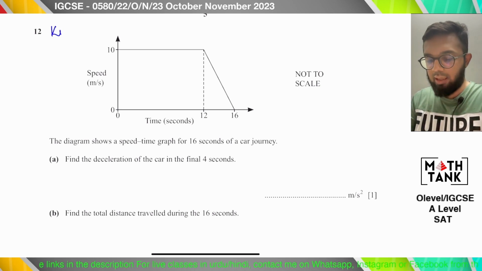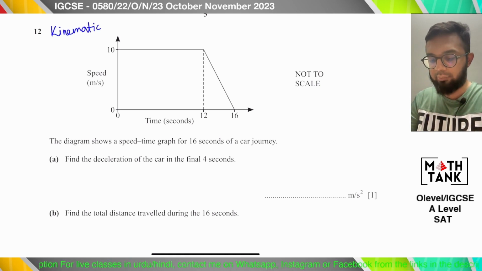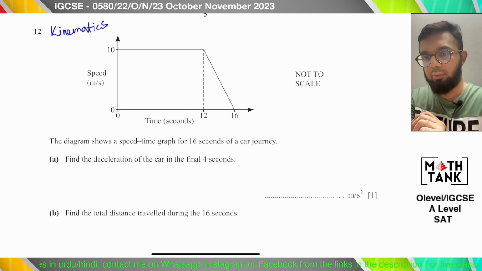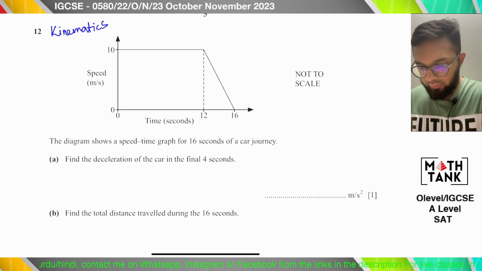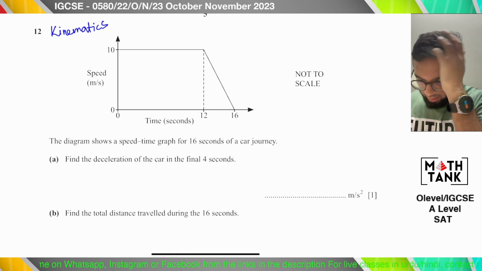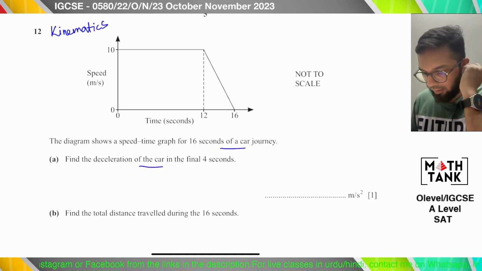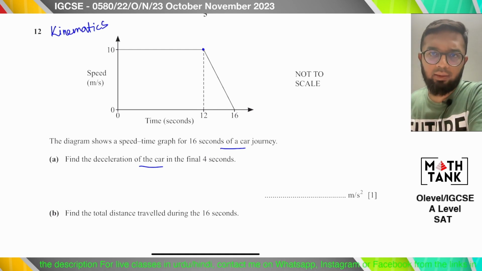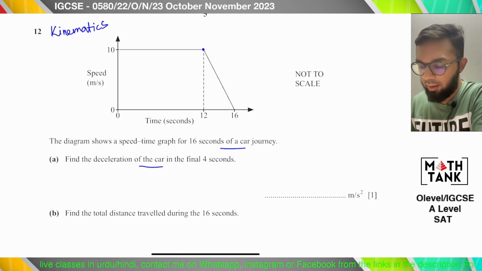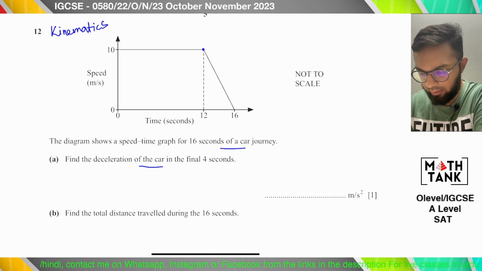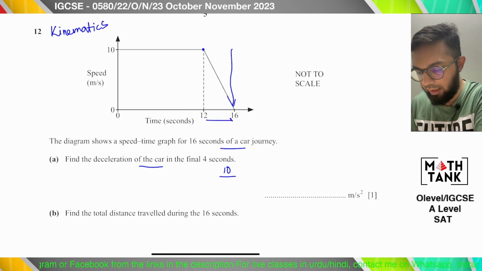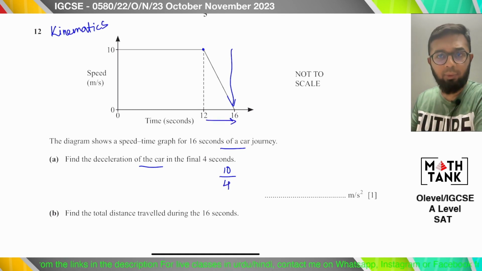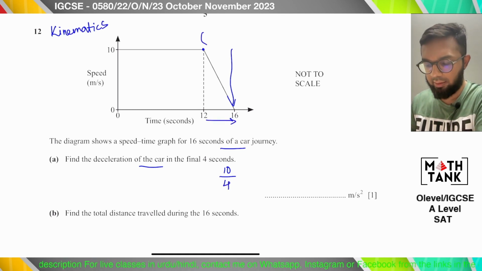The next question is kinematics. The diagram shows a speed time graph for 16 seconds of a car's journey. Find the deceleration of the car in the final 10 seconds. So I can find the deceleration by saying that's the change in speed over the change in time. How much has the speed changed? It has changed 10. How much has the time changed? It has changed 4. Or I can simply use the gradient formula on these 2 points, 12 comma 10 and 16 comma 0.